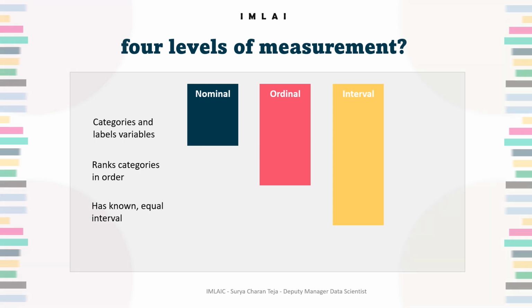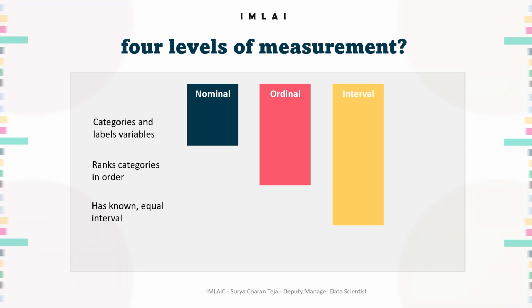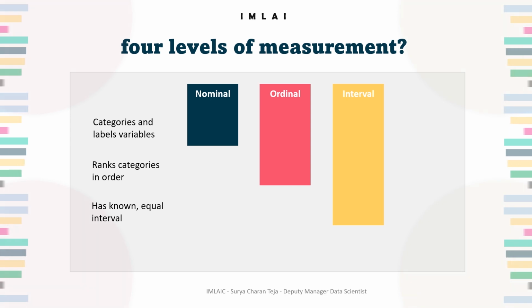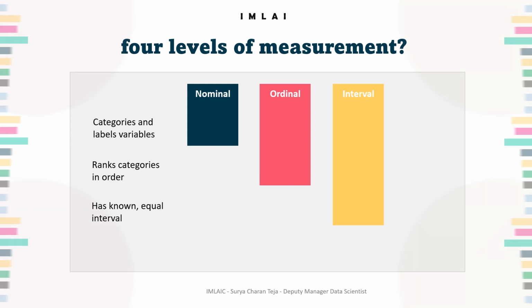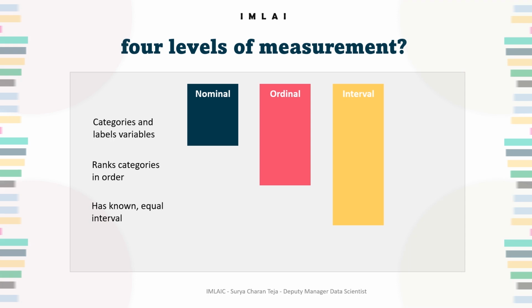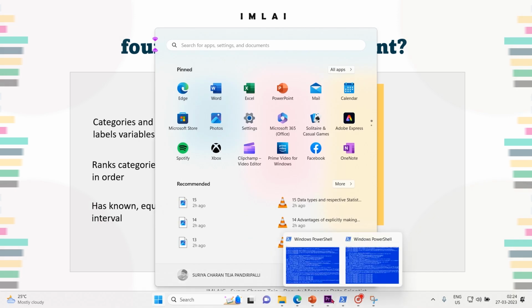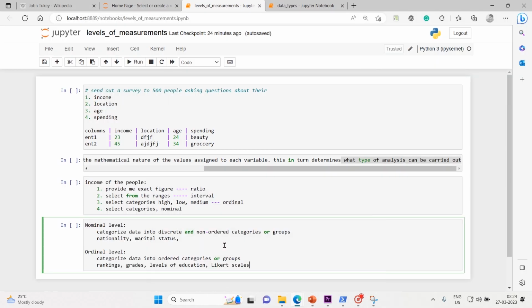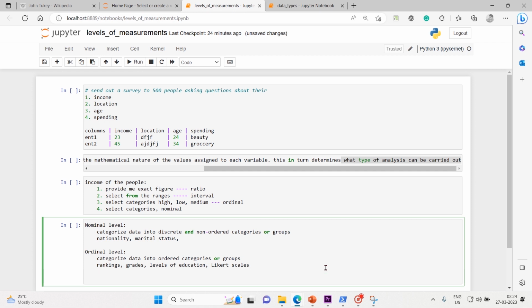So the interval level of measurement is built on three parameters. One is category, then ranking of the category, and then the interval, the distance or interval between the adjacent categories. If you have three or four categories, the interval or distance between the adjacent categories also has a meaning. So let me note it down here so that it will be clear for you.